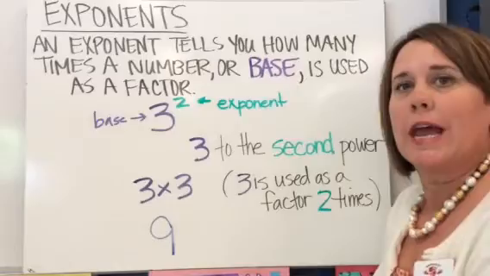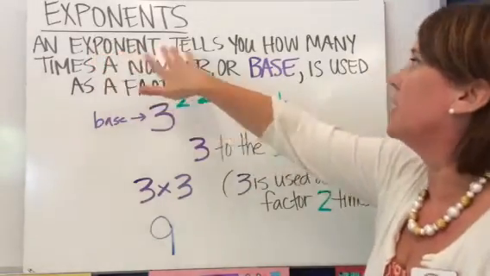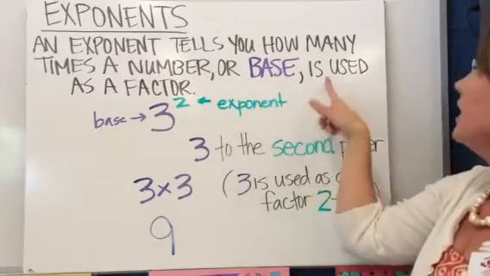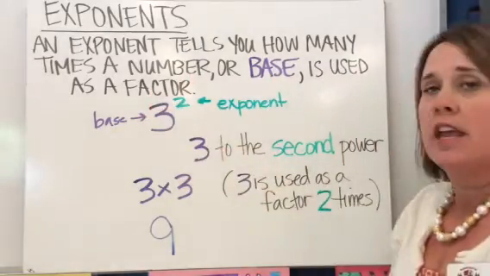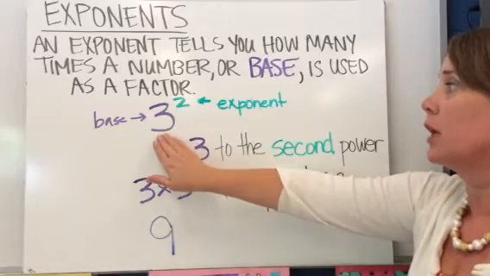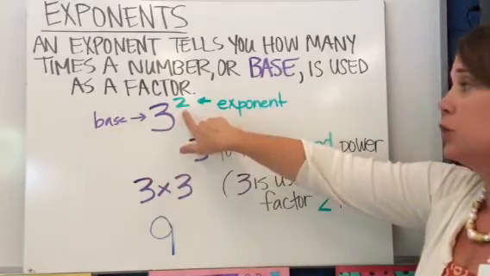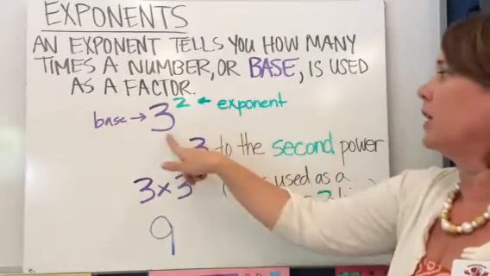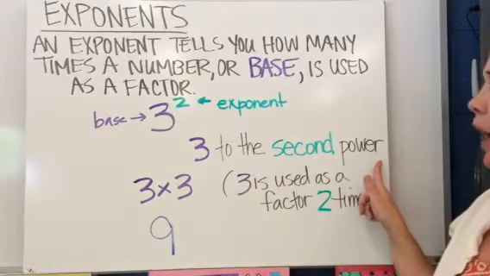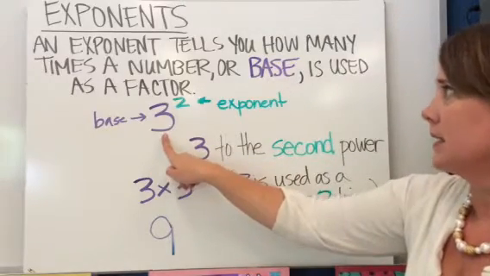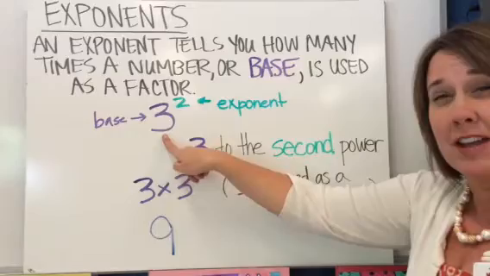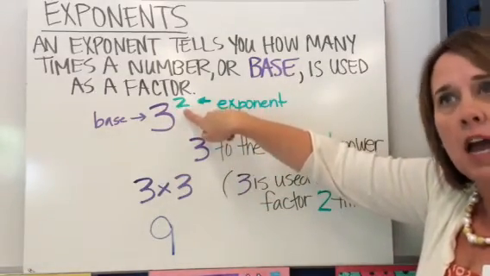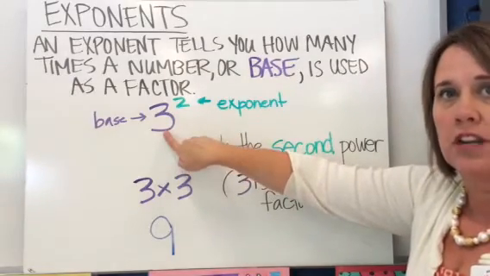This lesson is about exponents, and an exponent is what tells you how many times a number, or a base, is used as a factor. In other words, if I have 3 with this little 2 here, 3 is my base and 2 is my exponent, and I read this 3 to the second power. The base here is my factor, and the exponent is telling me how many times this base of 3 is a factor.